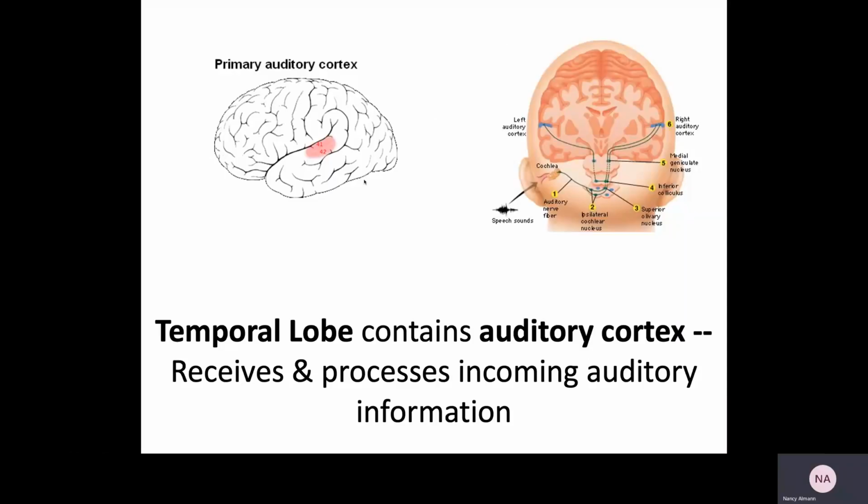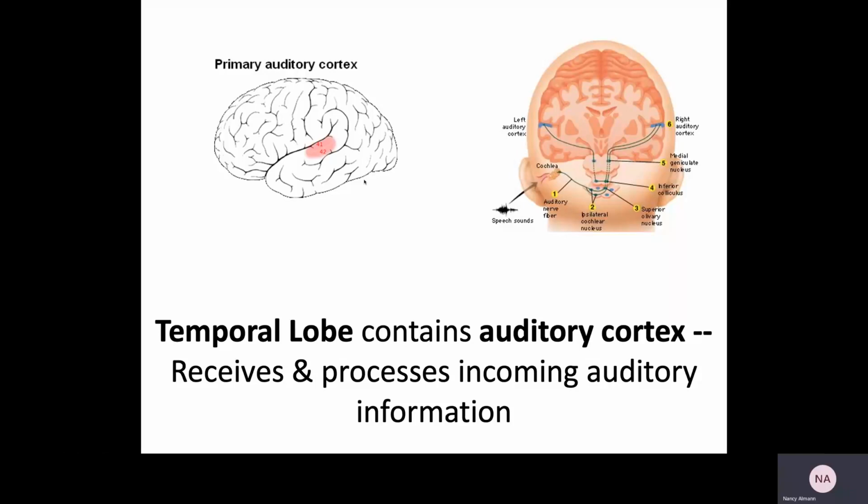Temporal lobe is going to receive and process incoming auditory information because it contains the auditory cortex. Now I want you to take a look at the pathway that's shown in the image on the right. You will see that some of the sounds that come in from the left ear will be processed on the right, and some of the sounds that come in from the left ear will be processed on the left.